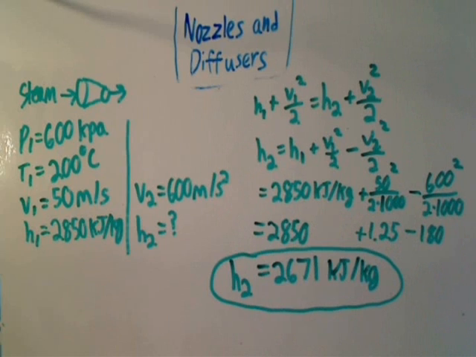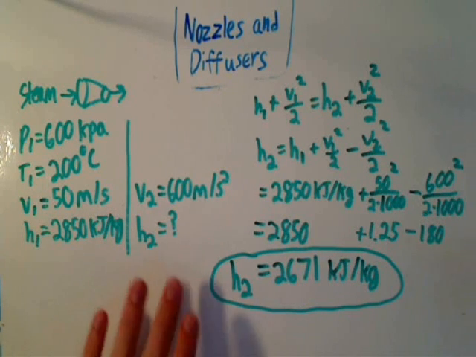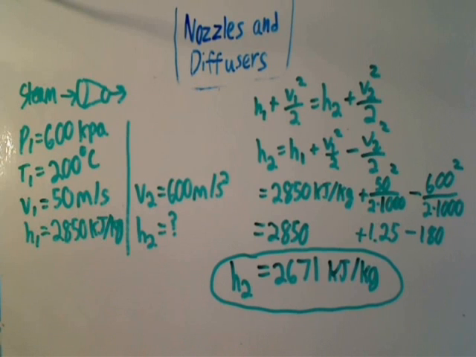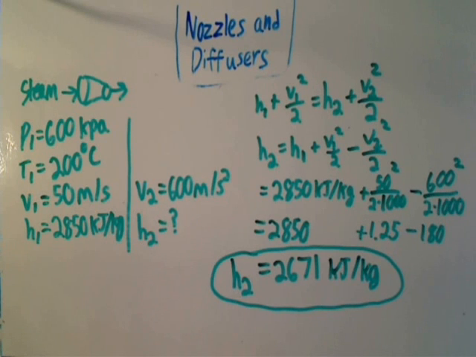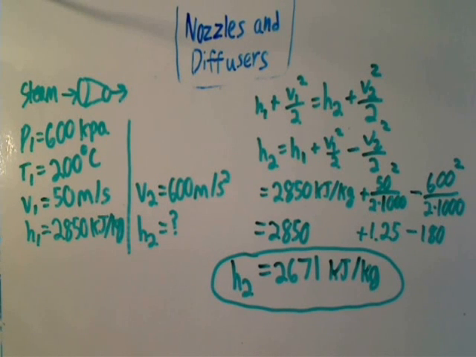Now, had I given you either the temperature or the pressure, we could find out much more about the outlet state. We could find out its specific volume and pretty much every other property that's in the tables. But since this is a pretty easy problem just to get your feet wet, we only found enthalpy. And that's it for nozzles and diffusers.